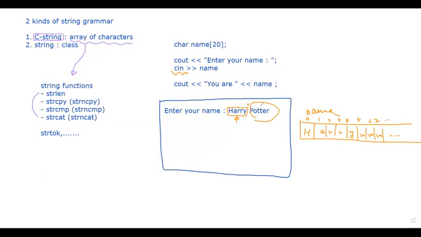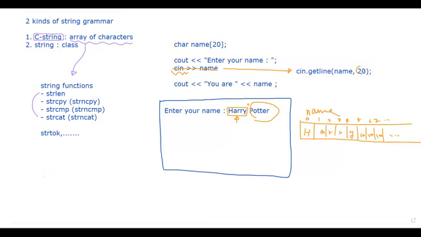If you want to read the whole line, regardless of the number of spaces, then this doesn't work. Instead, you should use the getline function. So this is how to use it. cin.getline, and you should provide the space to save the data, and comma, the size of the space.